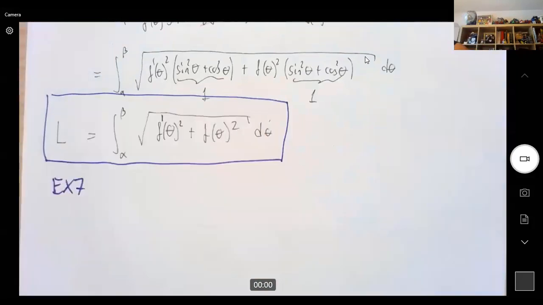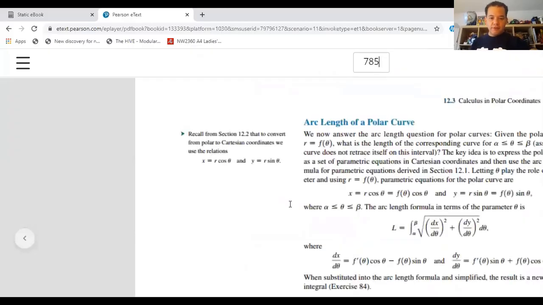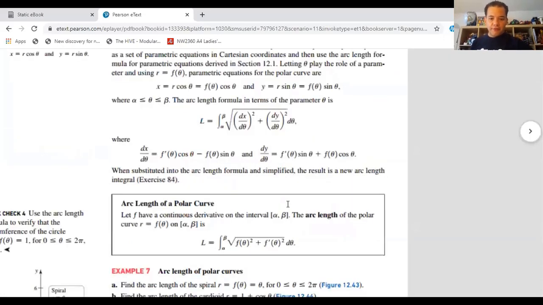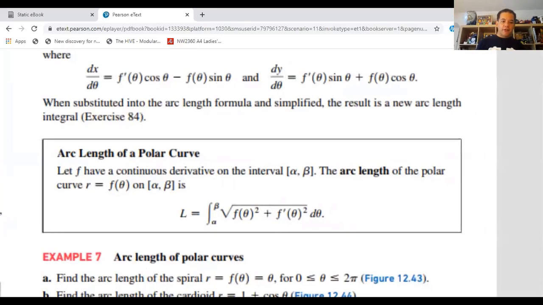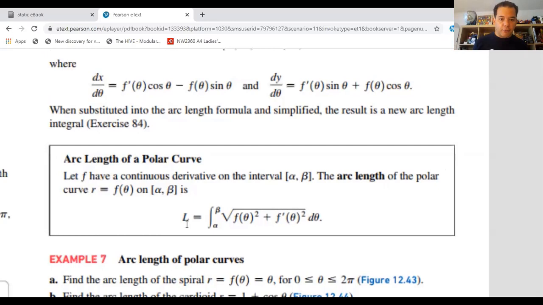It says, find the arc length of the spiral. Let me show it on the book, because the pictures are always nice here. So this is a formula we just discovered right here. The arc length is given by the integral from alpha to beta of the square root of f of theta squared plus f prime of theta squared. And then the example we want to do is this one.